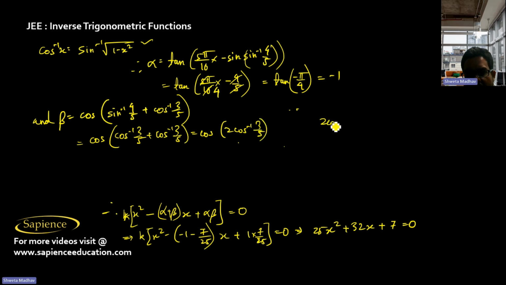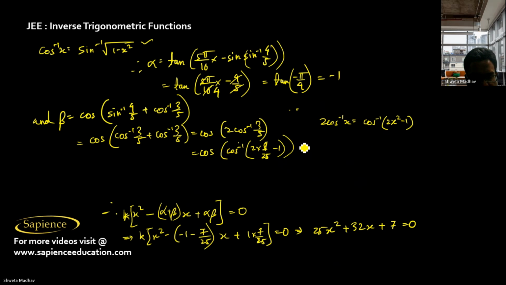Now we know that 2 cos inverse x is the same as cos inverse of 2x square minus 1. So this we can write cos of cos inverse of 2 into 9 by 25 minus 1. So this will be 2 into 9 by 25, so 18 minus 25 by 25, which is nothing but minus 7 by 25. Okay, same answer is coming.